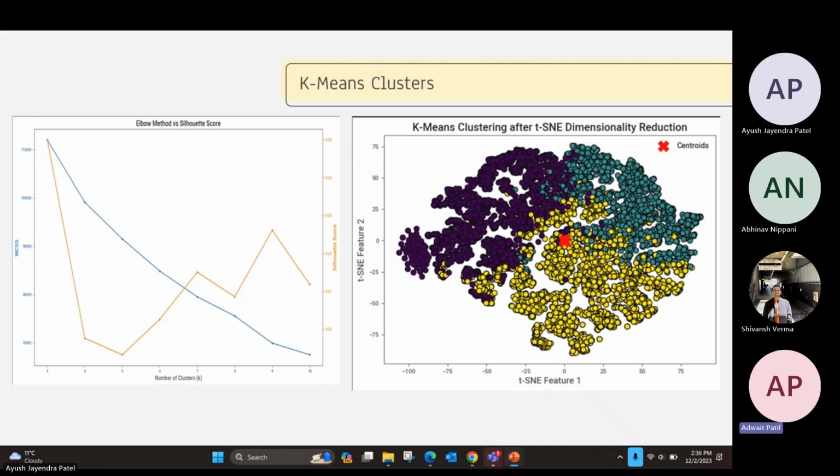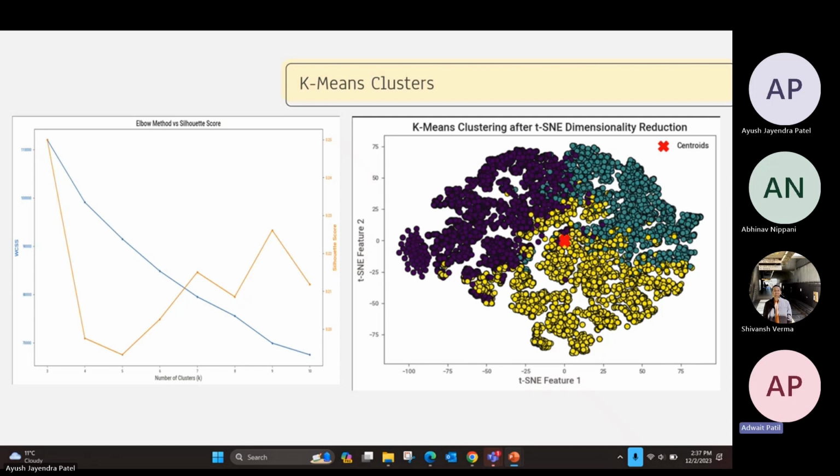Okay. In this slide, we see two graphs. On my left, we have the elbow method versus the silhouette score. We can see that when the number of clusters is three, the silhouette score is highest, which means that it had the best clusters. Whereas as the number of clusters increases, we can see the silhouette score dropping, which means the clusters are not pure enough or good enough. So three is the optimal number of clusters that we found.